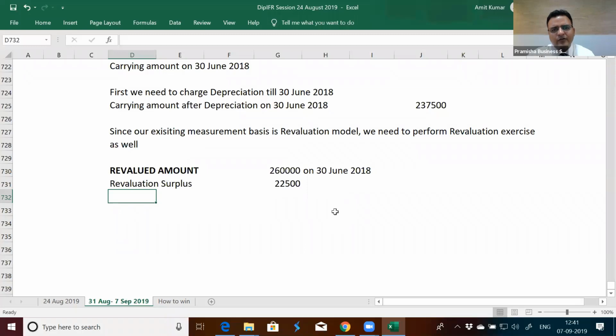So hope you have understood the difference between carrying amount on existing measurement basis under cost model and carrying amount on existing measurement basis under revaluation model. It says that we need to arrive at the carrying amount on existing measurement basis, which means that if you're using cost model, charge depreciation till that date. If you're using revaluation model, charge depreciation till that date, but also perform the revaluation exercise and arrive at the new revalued amount on 30th June.